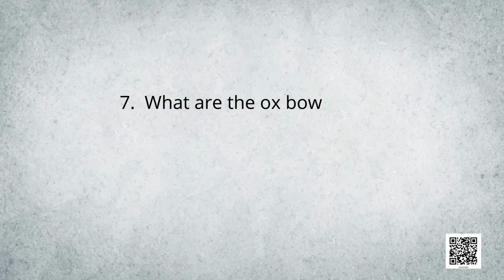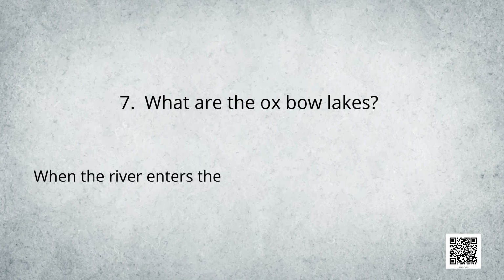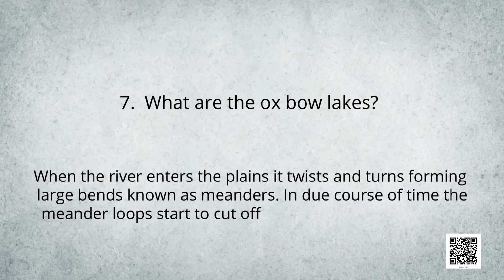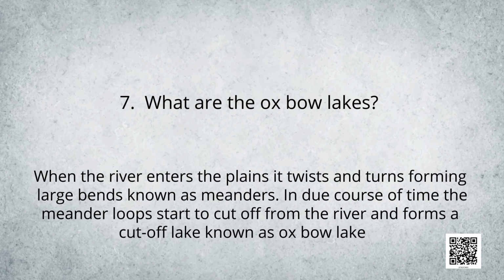Okay, what are oxbow lakes? Correct. When the river enters the plains, it twists and turns, forming large bends known as meanders. In due course of time, the meander loops start to cut off the river and form cut-off lakes known as oxbow lakes.